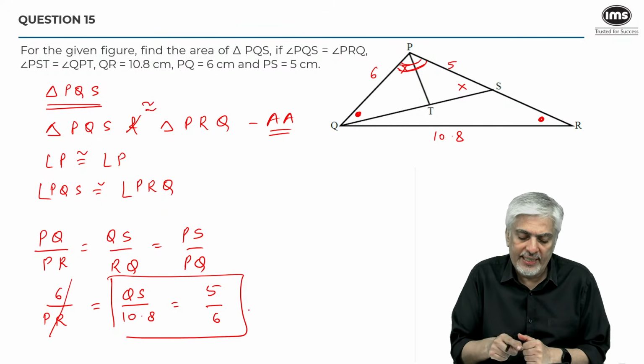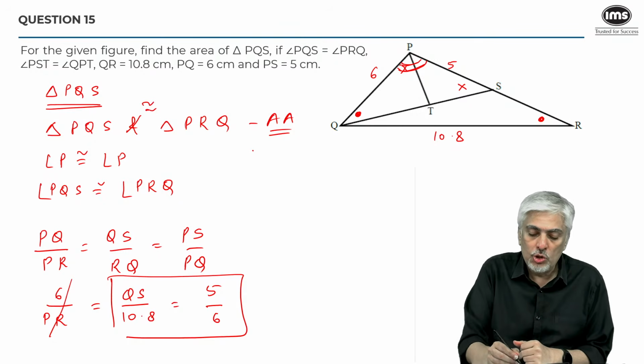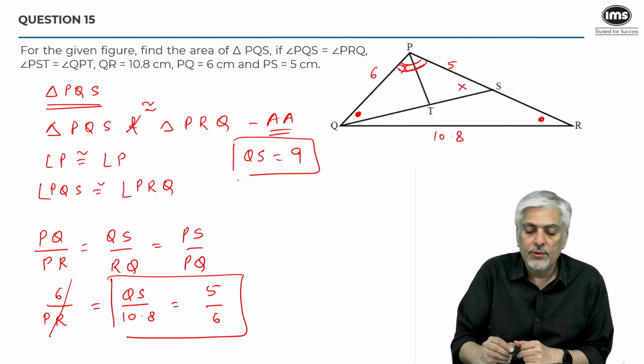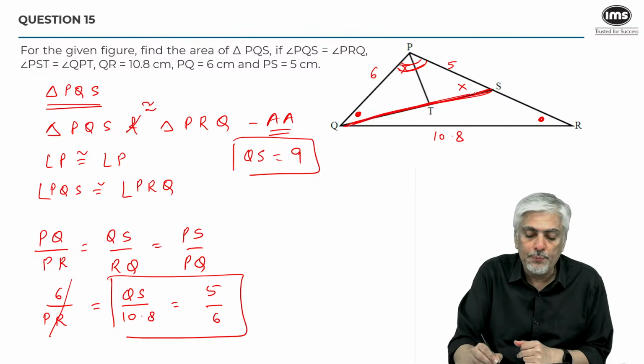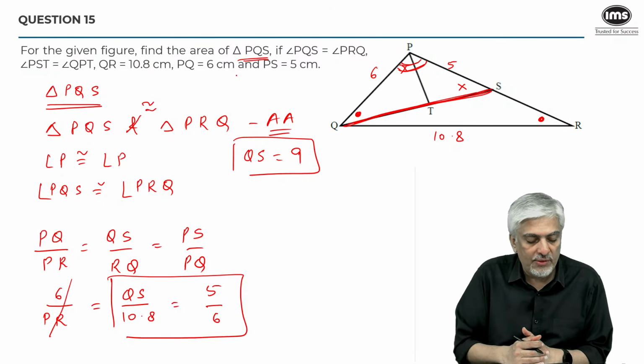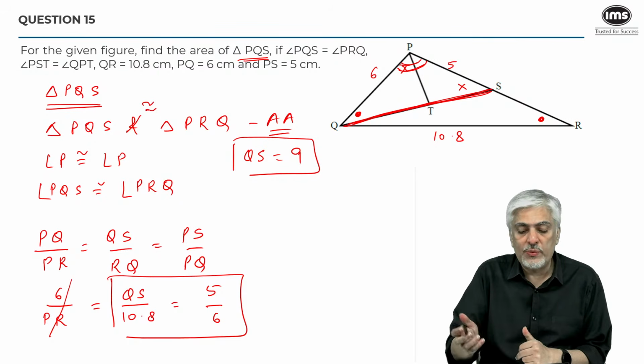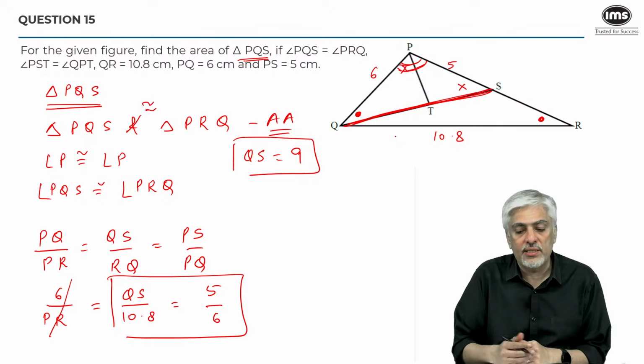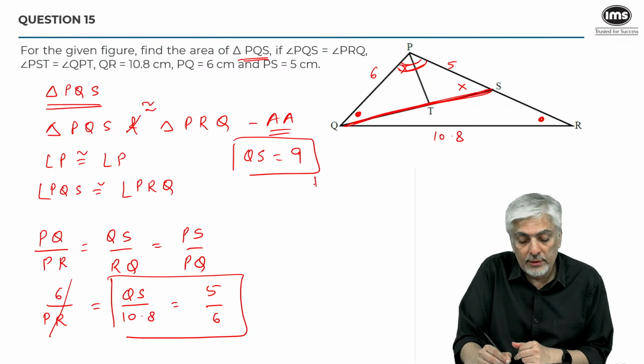6 will go, 1.8 times 5 is 9. So I'm going to get QS is 9. Right? So we got QS is 9. We want to find the area of triangle PQS. All three sides we've got. Once we get all three sides, we can use Heron's formula.